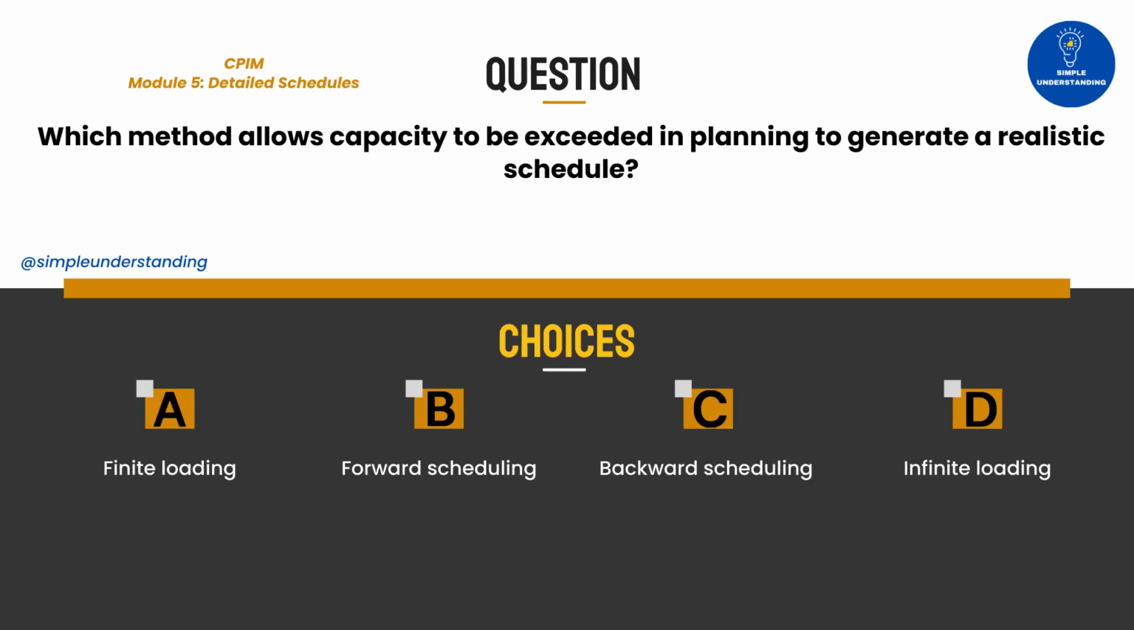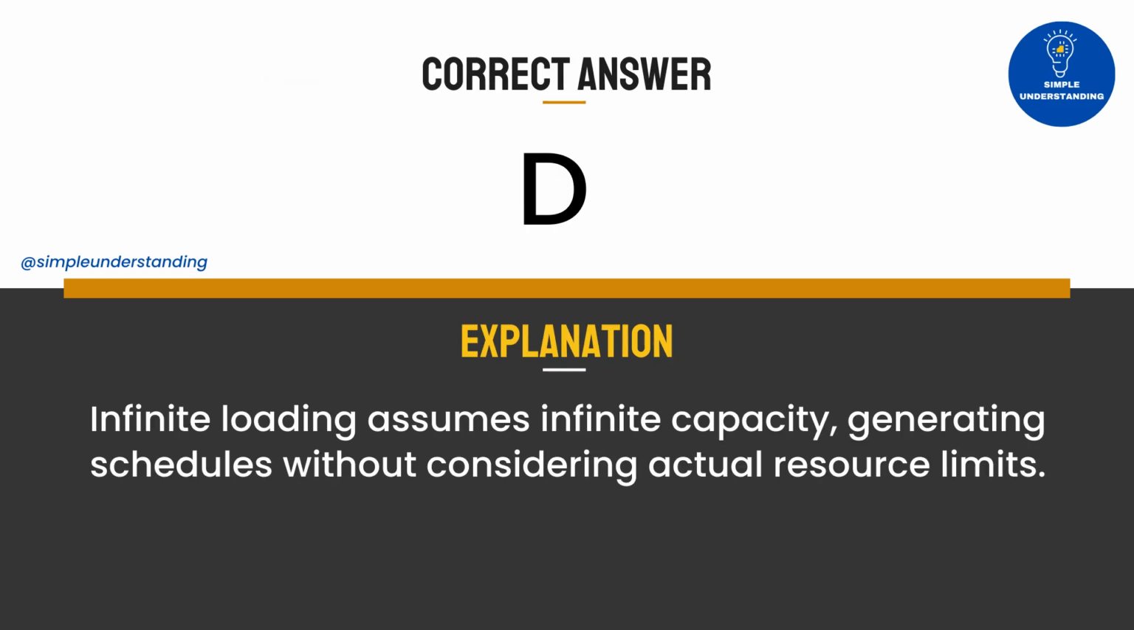Question 3. Which method allows capacity to be exceeded in planning to generate a realistic schedule? A. Finite loading. B. Forward scheduling. C. Backward scheduling. D. Infinite loading. Correct answer, D. Explanation. Infinite loading assumes infinite capacity, generating schedules without considering actual resource limits.